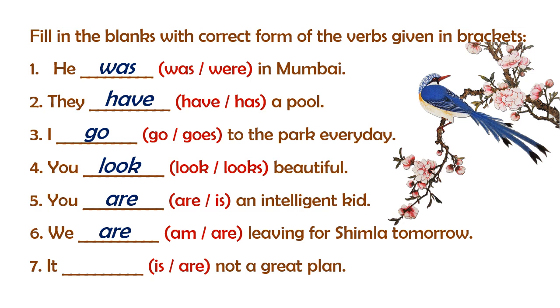Number 7, it dash not a great plan. It is a third person singular pronoun. So we have to choose a singular verb. It is not a great plan.